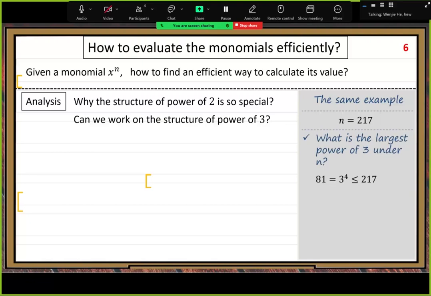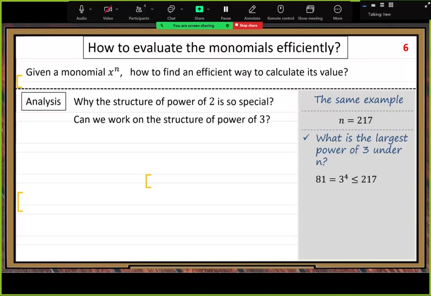All right. Next, when we take away 81 from 217, this time we need to do things slightly different from what we did before. What we did before, we just took that power of 2 away from n, but here, because 3 is different from 2, you need to consider that difference.